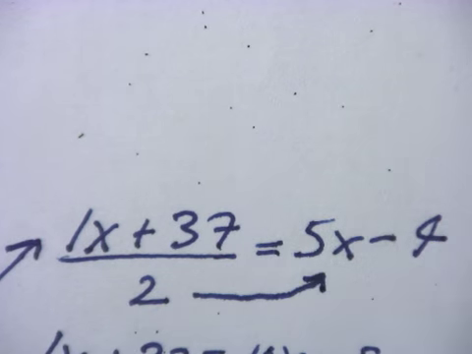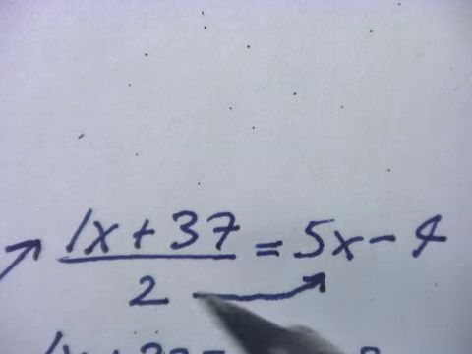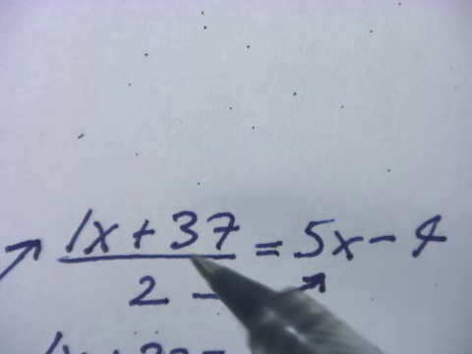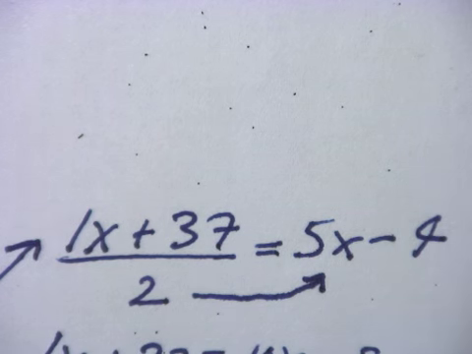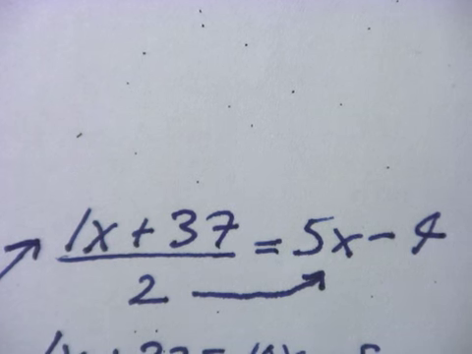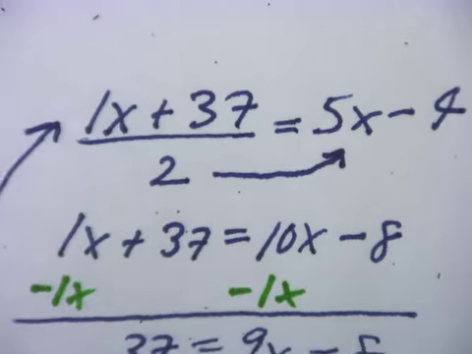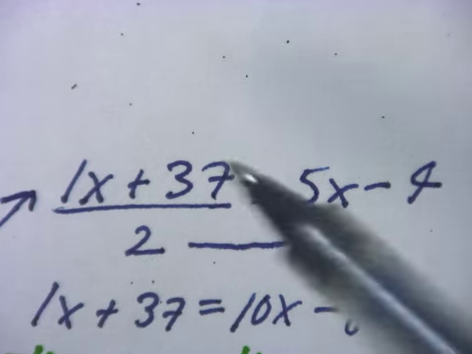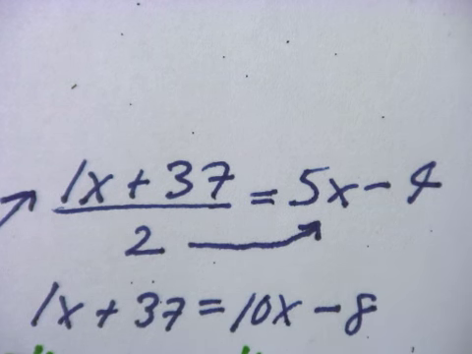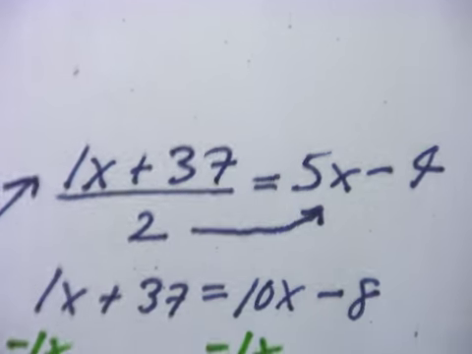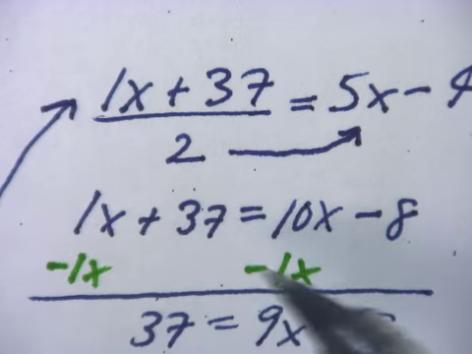Well, now we have to get rid of this 2 in the denominator. And if you remember, we said that the way that we do that is by distributing the 2 across the equal sign. So I'm going to multiply 2 times 5x, and I'm also going to multiply 2 times negative 4. Don't forget that you have to distribute to both of these. The biggest mistake that students would make, what do you think it is? If you guess that they distribute to the first one and they forget to distribute to the second one, you're correct. So after I distribute, here's what my equation is going to look like. 1x plus 37 is equal to 10x minus 8.